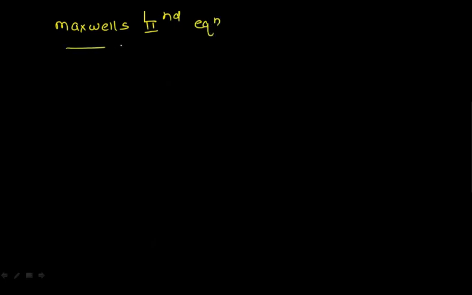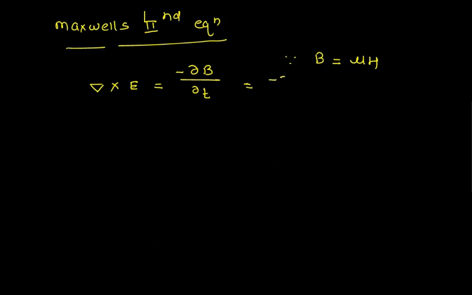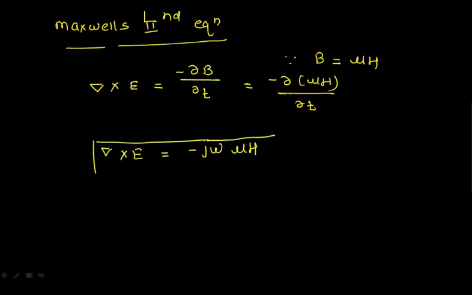So if I use Maxwell's second equation, del cross E is nothing but minus dB by dt. Now I know that this magnetic flux density is nothing but mu H. So if I put that, minus d mu H by dt, and that operator d by dt is j omega, so mu H. So I can say that del cross E is minus j omega mu H. Now I'm moving towards equation number 3. So till this I have got del cross H and del cross E. Now I'll just take the curl of this.